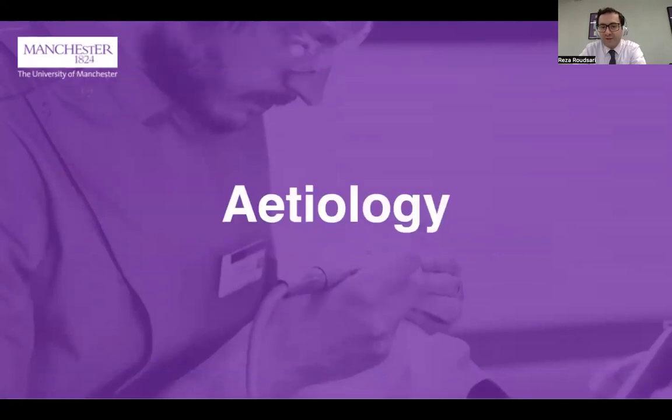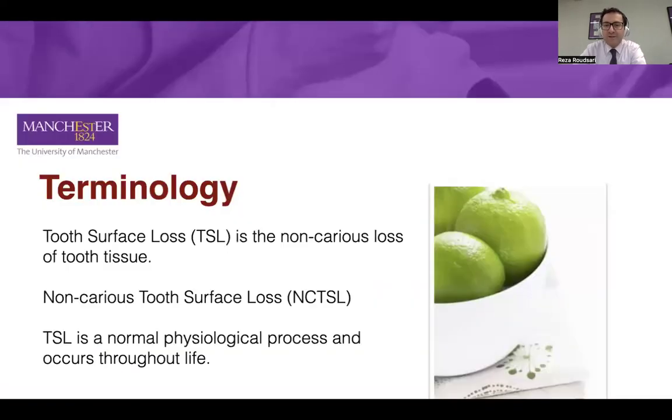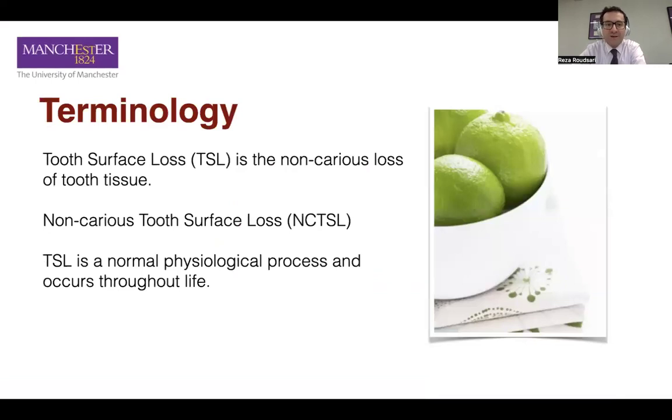Let's start with etiology. And when it comes to etiology, first things first, as you know me, I quite like to focus on terminology to make sure that we all speak the same language. So tooth surface loss, or TSL, is non-carious loss of tooth tissue. Sometimes, especially in the south of England, London, instead of TSL, they call it NCTSL.